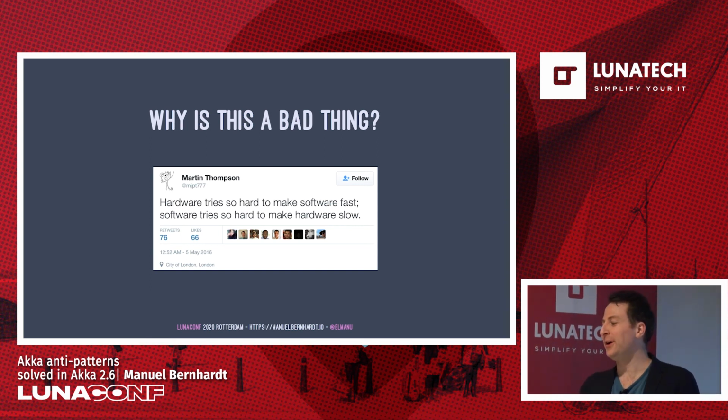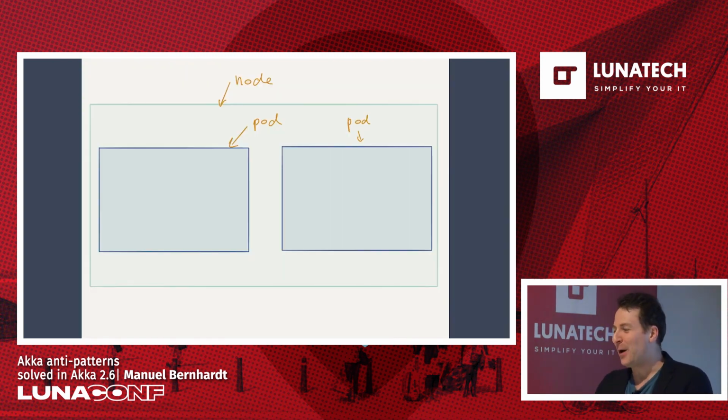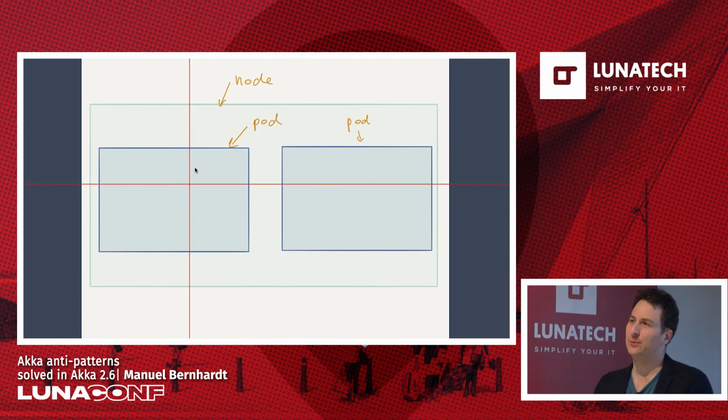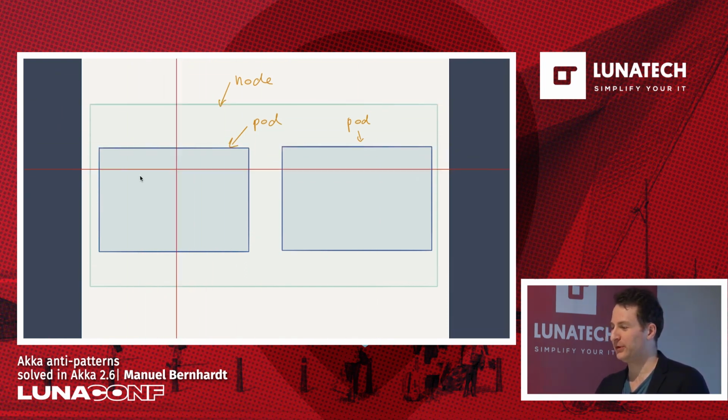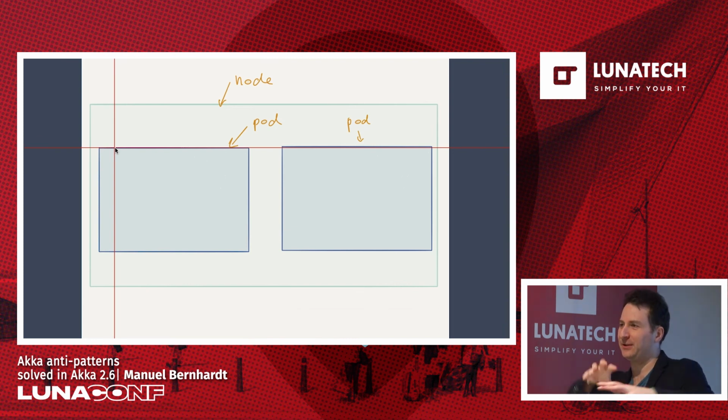Hardware tries so hard to make software fast. Software tries so hard to make hardware slow, and I think software is winning. So how does Kubernetes work? You have nodes, and nodes have pods in them, and the pod is where the Docker container is running. Okay, and then you have more nodes, and basically Kubernetes is scheduling the pods on the nodes.